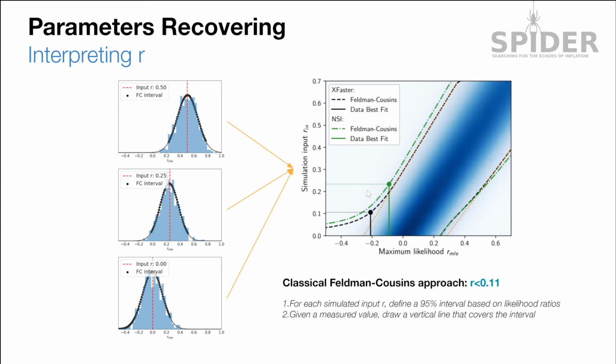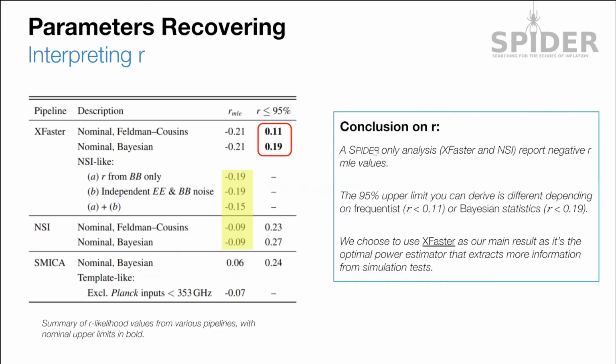I want to note here that in this plot, you can find pipeline-wise, XFaster recovers more information on R when we explore the R space with simulations. So this tells us that XFaster is the optimal pipeline to use among these two. And we, of course, apply these two interpretations to all three methods, XFaster, NSI, and SMICA, to provide a summary of our likelihood estimations. This is the ultimate result from the first round of analysis from SPIDER-1.